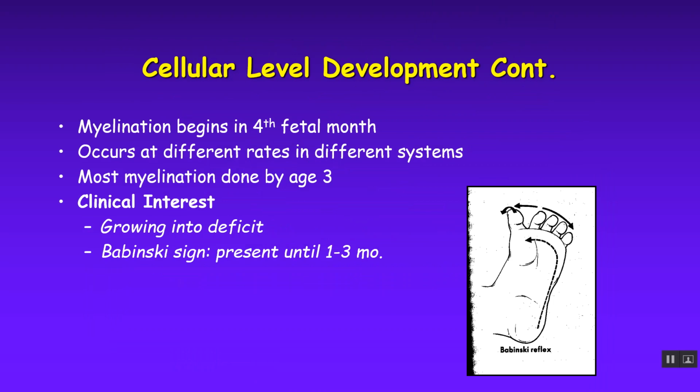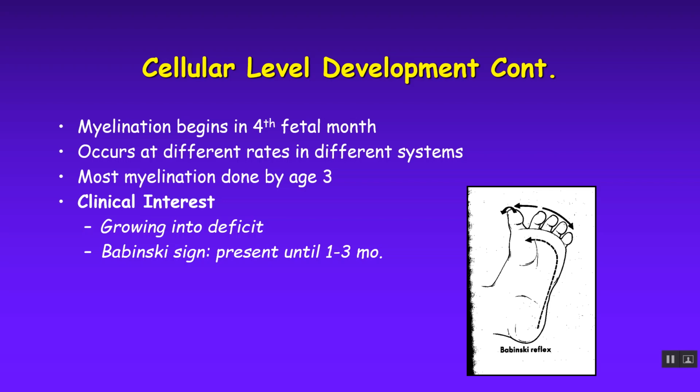Myelination begins in the 4th fetal month, occurs at different rates in different systems. Most myelination is done by age 3. Sometimes you don't know a child's going to have a developmental deficit until after that age 3, because kids are still maturing, and they grow into the deficit, because they start not hitting milestones, because they're not getting full myelination, or you're not noticing something. Sometimes it takes a while; they start hitting some milestones, and then all of a sudden they're not hitting others, and you realize something's going on here. So they maybe have a developmental disorder of some type.